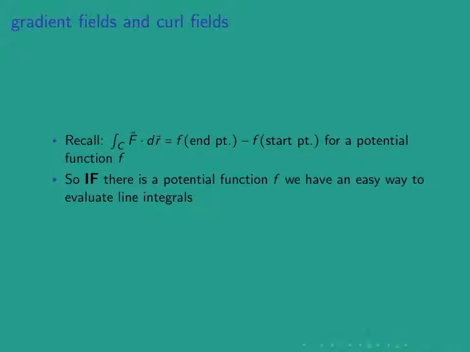So remember that one way to evaluate a line integral is to evaluate a potential function at the end point and at the starting point of the curve C and take the difference of those two things. Notice that implicit in that statement is that in fact there is a potential function. So if there's a potential function little f, that's a scalar valued function, then we have a nice way to evaluate line integrals. And remember that the connection is that its gradient is equal to the vector field.